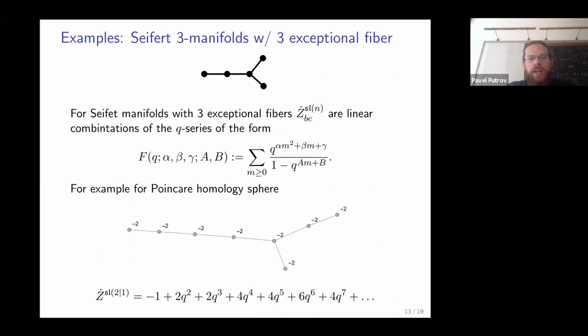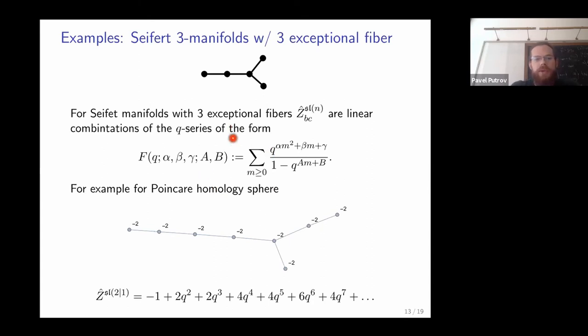So let me consider something more involved. Consider, for example, Seifert manifolds with three exceptional fibers. In terms of plumbing, they can always be realized by a star-shaped graph with three rays, something like this. And one can argue that in this case, the Q series can always be given as a linear combination of series of the following form, for some parameters alpha, beta, gamma, A, and B. For example, the Poincaré homology sphere, which corresponds to this plumbing graph, gives you something like this.